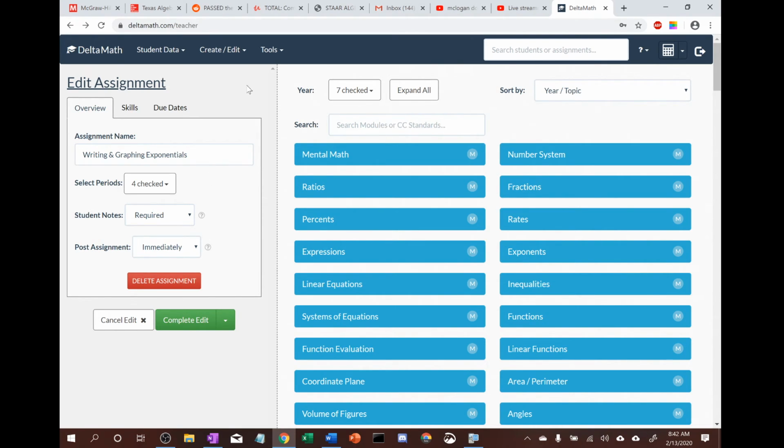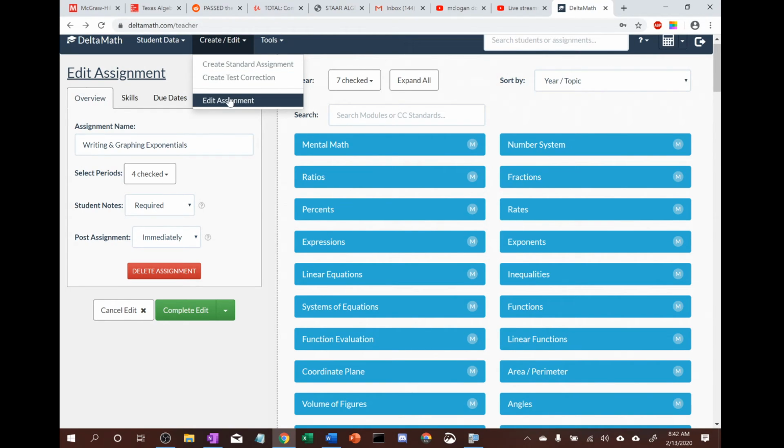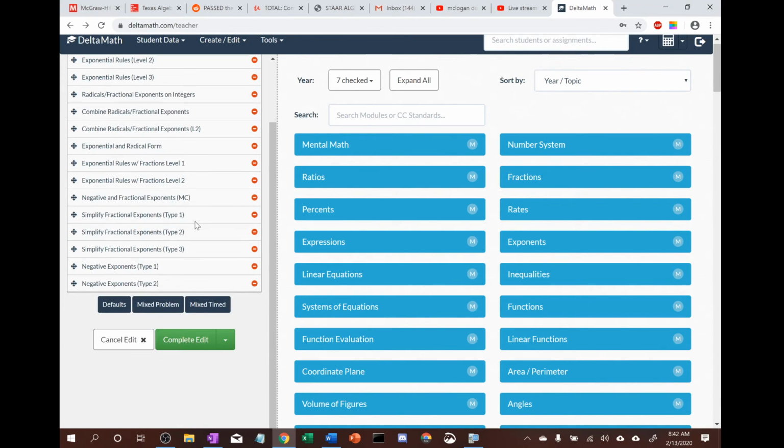All right. Let's take a look at some of the other ones, because actually some of this stuff you already learned, like exponent rules. Okay. Let's take a look at the skills here. Holy moly.